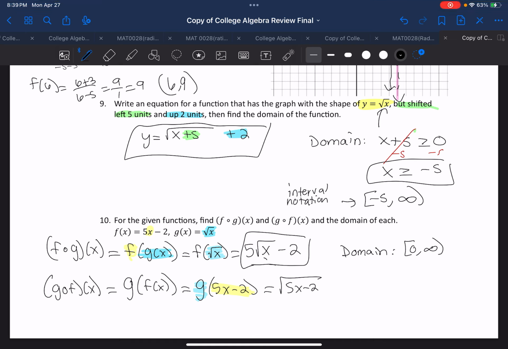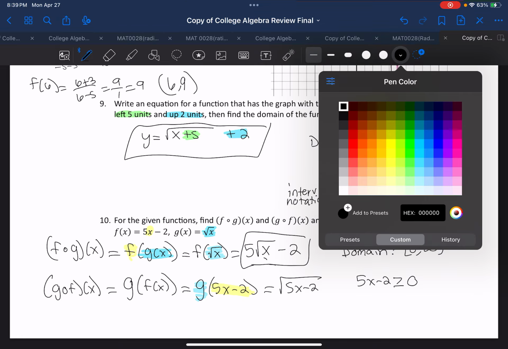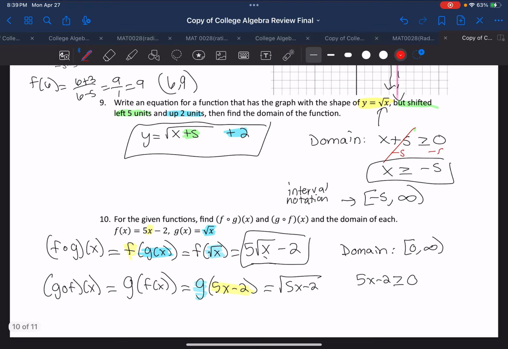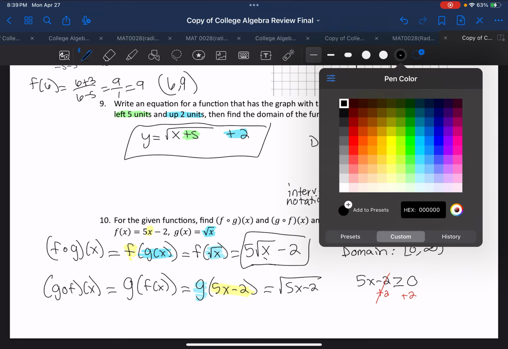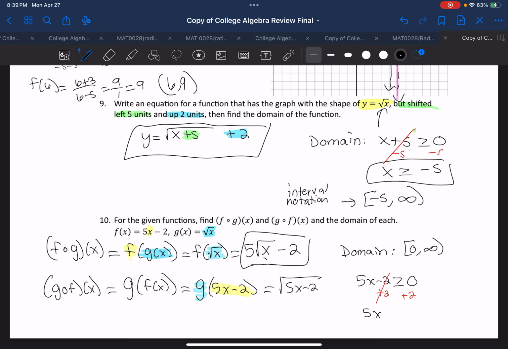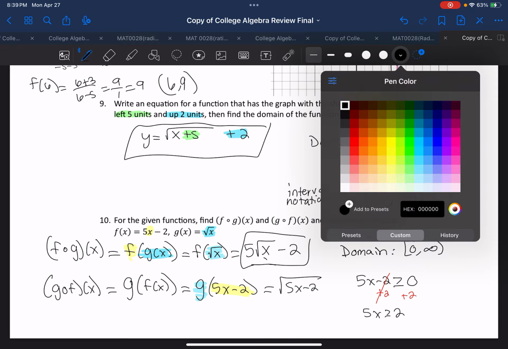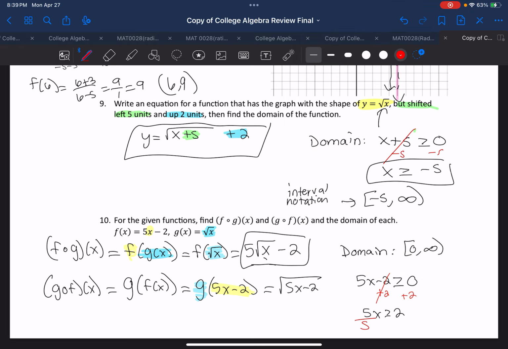So to find this domain, all of this underneath that square root needs to be greater than or equal to 0. So I add 2 to both sides. And then I divide by 5. So the domain would be all numbers greater than or equal to 2/5.